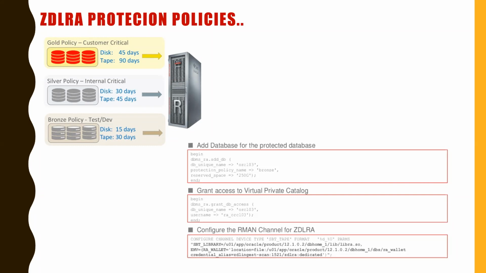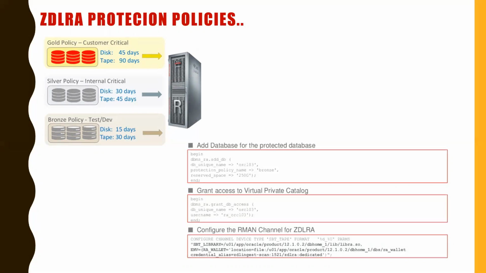DBMS_RA is a package. RA here stands for recovery appliance. Using this package, we can add a database, delete a database, or modify changes. All the administrative operations related to the RA protected databases, we can do from this package. For the very first time, we just add the database on the ZDLRA catalog database. After that, we set the space requirement for it.